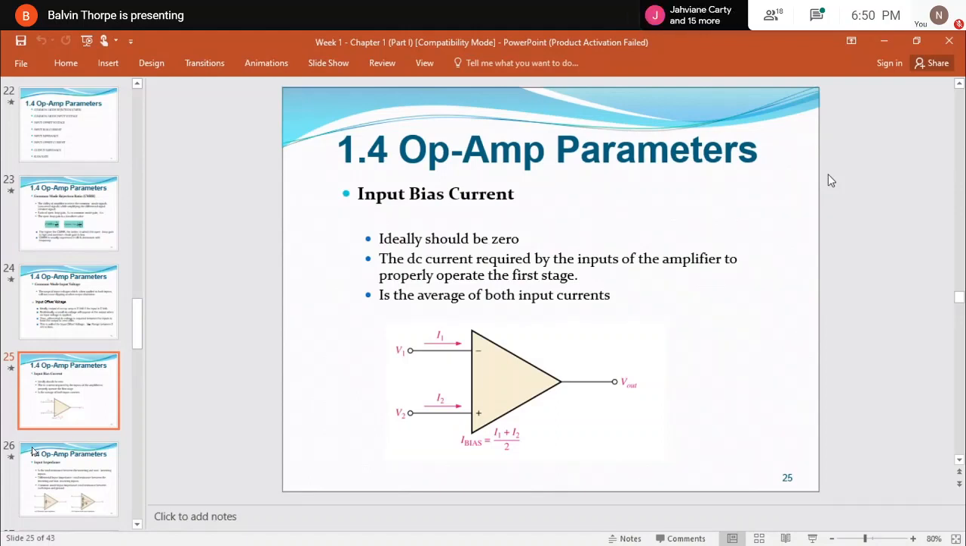Now the operational amplifier, we have two voltages that we're applying to the input. We can apply the voltages to the inverting input or to the non-inverting input. If we apply a voltage there and we have resistance, you know current is going to flow. Okay? So we're going to have two input currents.